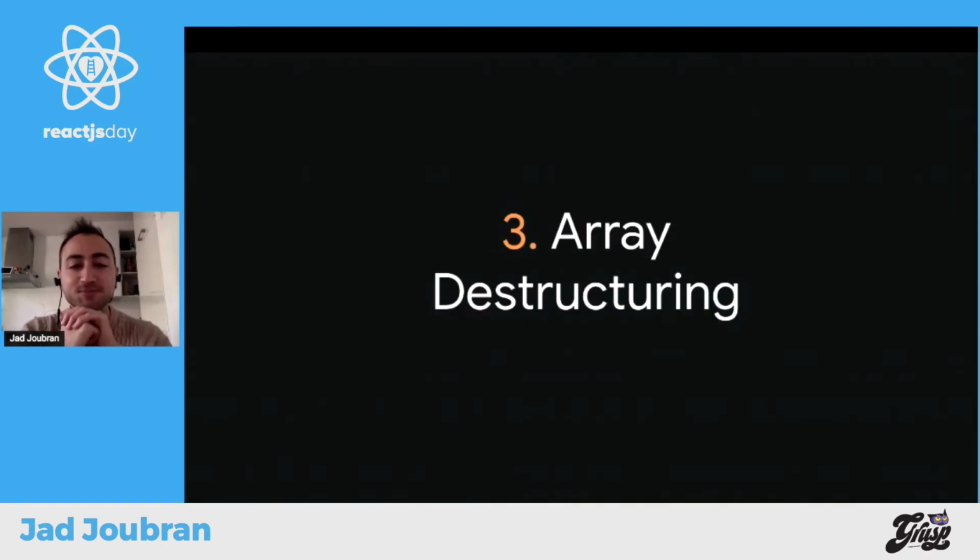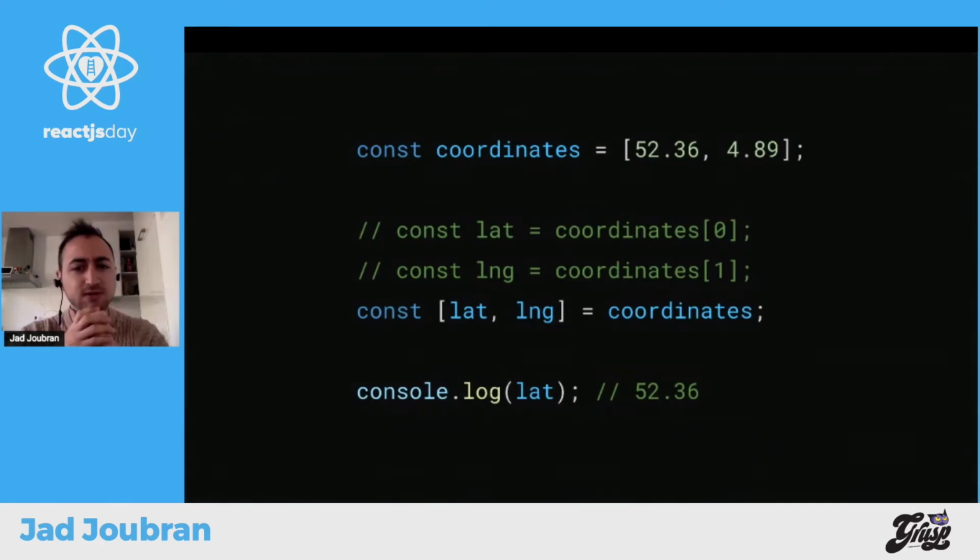Onto the third one, and that's array destructuring. So array destructuring is a little bit similar to object destructuring. I would also say slightly easier, because with array destructuring, you're pretty much relying on the index of the items that you're destructuring. So let's say we have const coordinates. It's an array of 2 items.